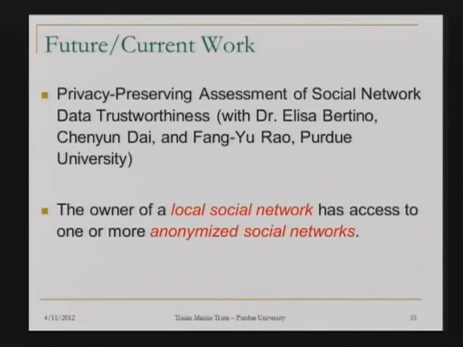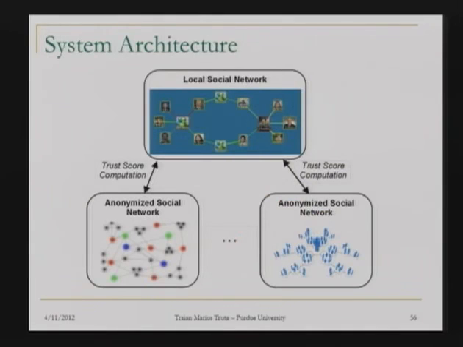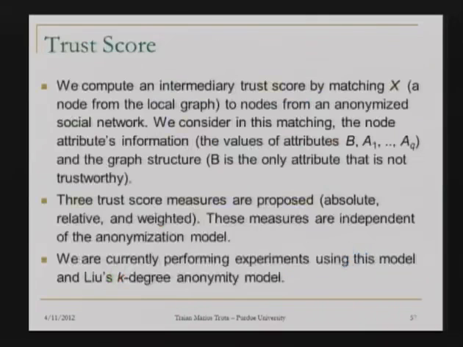And the idea is that an owner of a local social network may have access to one or more anonymized social networks, as explained before, and they can even be anonymized using a different model than what I had on those slides. And then the owner of the social network is able to compute a trust score using each social network individually and then combine those trust scores such that it will reveal whether some individuals in a social network will have information which is non-trusted, so they'll just fake some information. Here is a little bit of explanation about those trust scores.